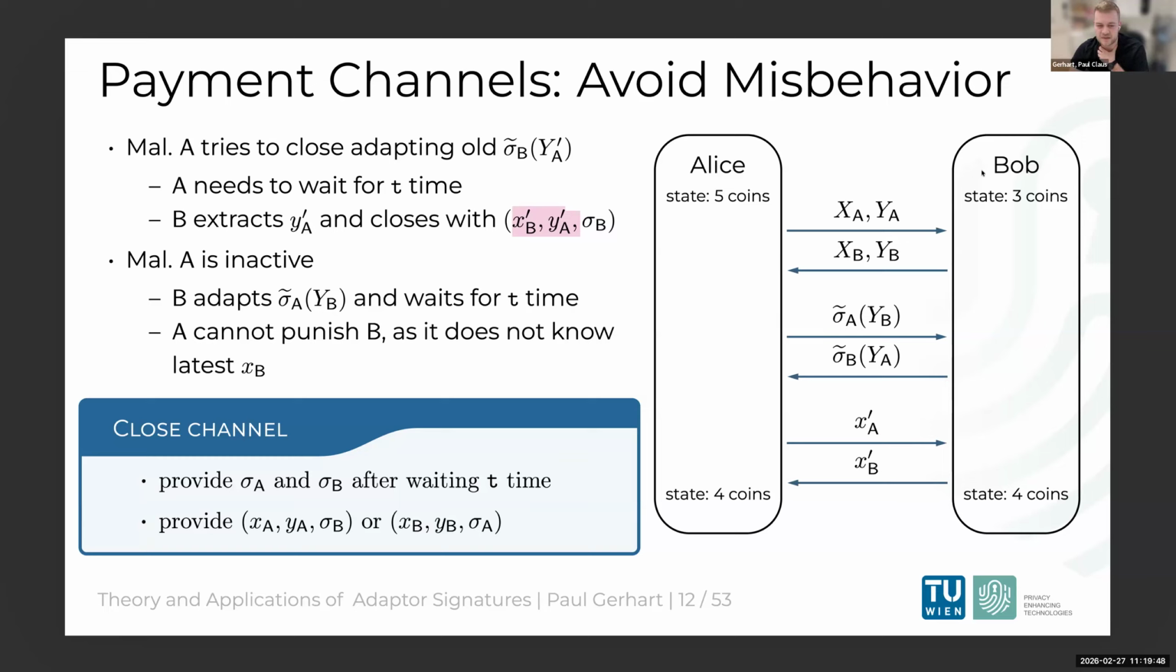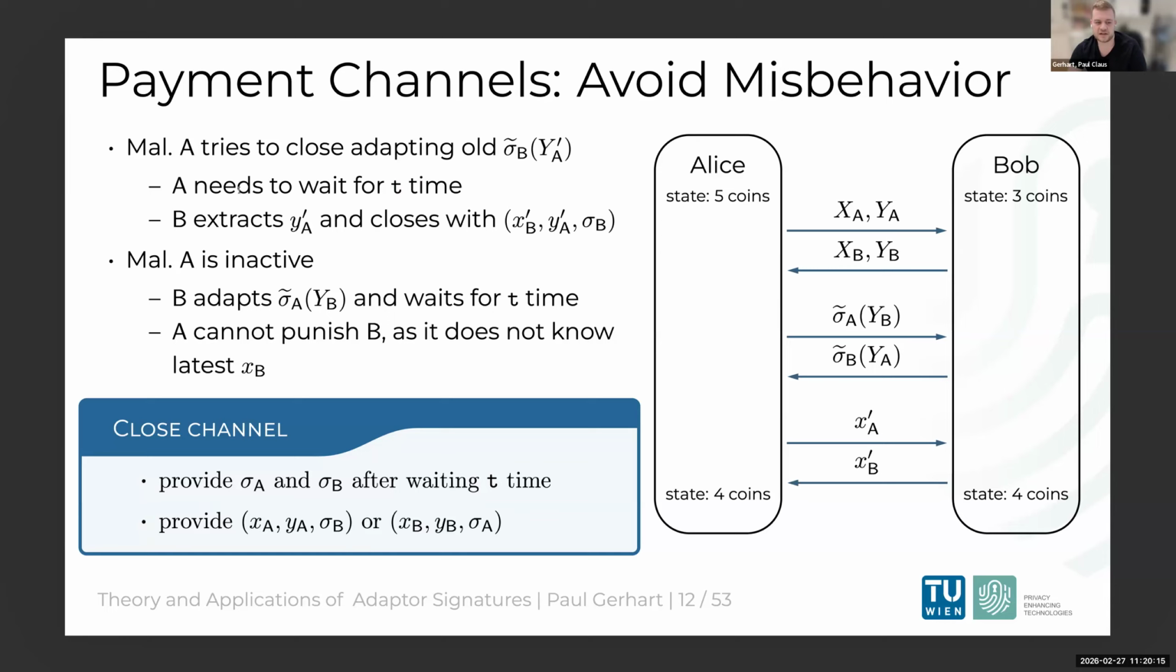However, in this timeout, Bob can come in and say, okay, hey, wait, Alice, you closed on an old channel state. I can prove this channel state is old because I know XB prime, which is my own witness. And I can extract from you the YA prime because you adapted, and I know the signature. So Bob can close the channel before Alice rewinds because Alice needs to wait for the timeout.